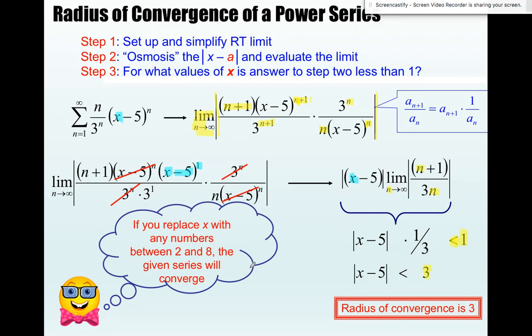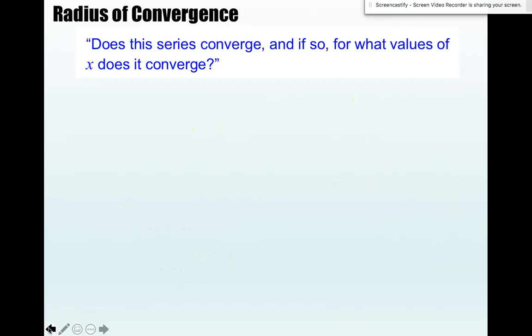An infinite amount, because there's an infinite amount of numbers between 2 and 8. And any one of those values between 2 and 8 can be used to replace the x in the power series, create a numeric series, and it will converge. 3 is the distance from the center 5 that you can radiate and pick any number.